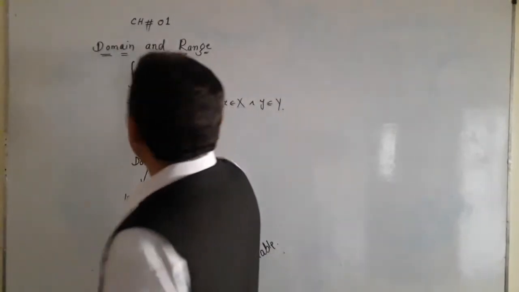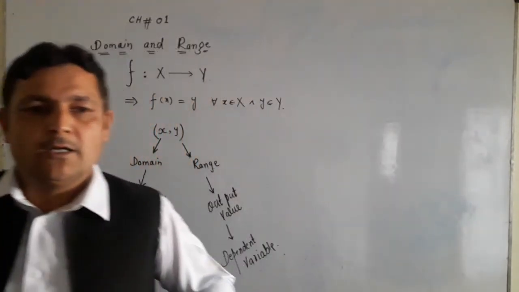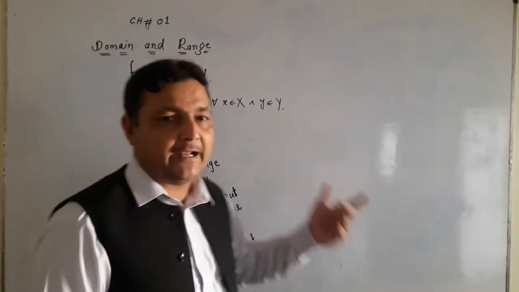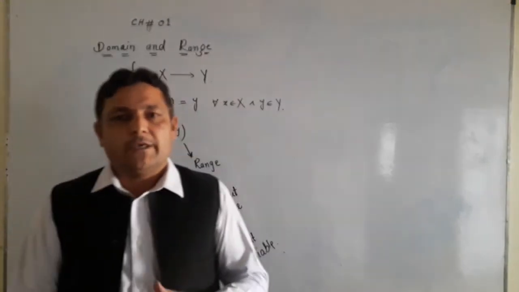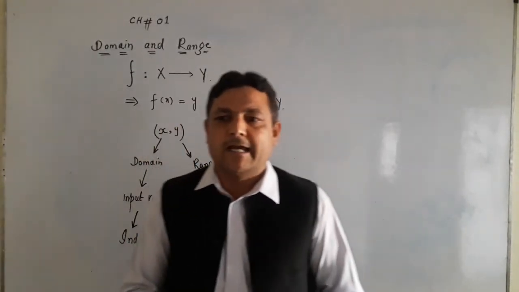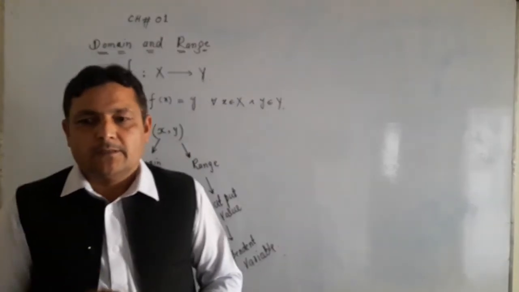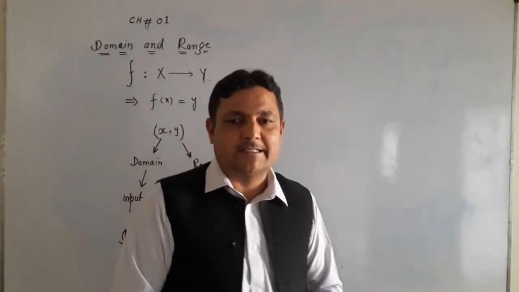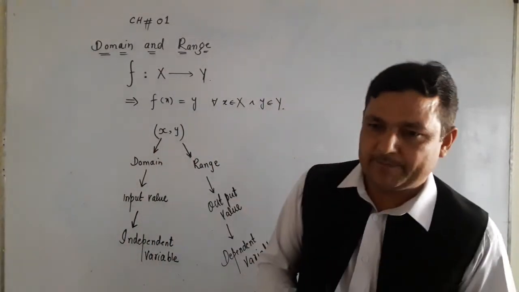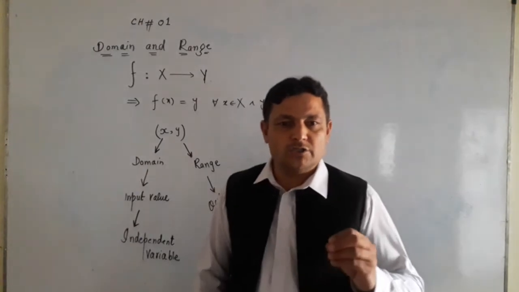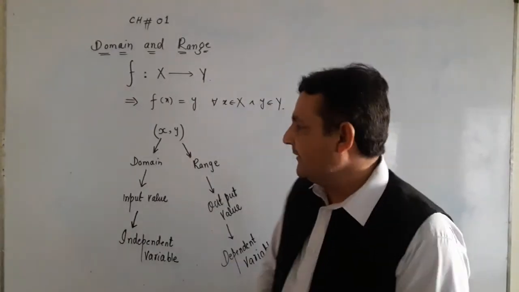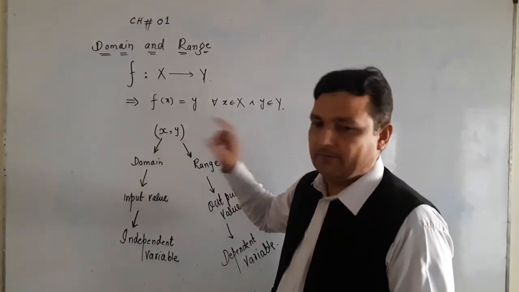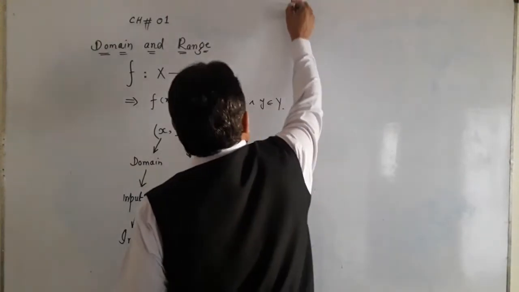We have discussed domain and range in ordered pairs. Now, if we have any function, how can we discuss domain and range? If we have a function, then those values of x for which the function is defined are said to be the domain of the function. And those values of y for which the function is defined are said to be the range of that function.